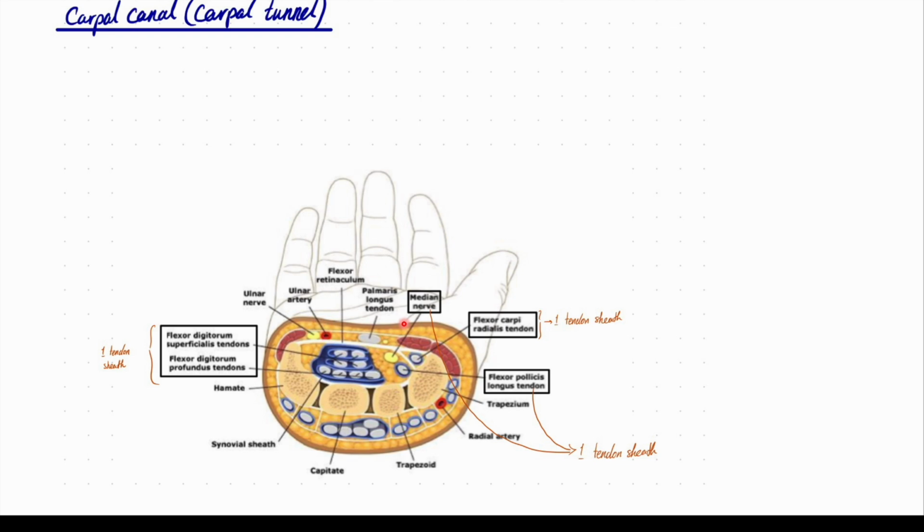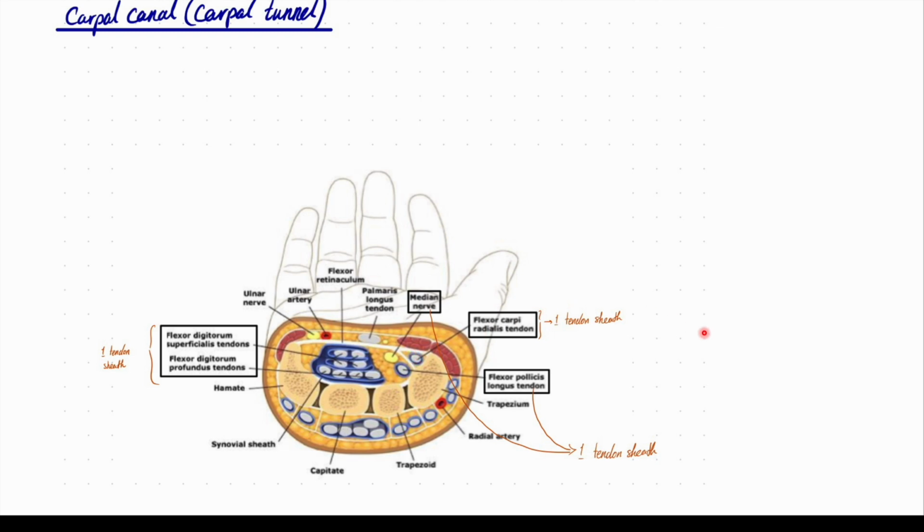Then we have median nerve, which in the forearm, this nerve can be found between the flexor digitorum superficialis and profundus. We also have flexor pollicis longus muscle, which has 1 tendon. So median nerve and flexor pollicis longus are located in 1 tendon sheath. Then we have flexor carpi radialis, which has 1 tendon and it's located in 1 tendon sheath.